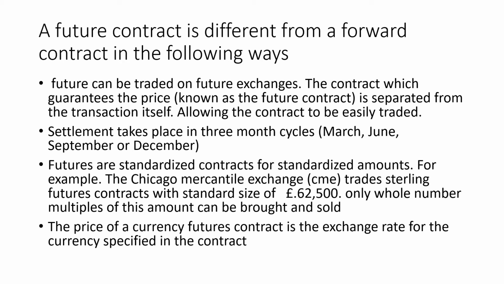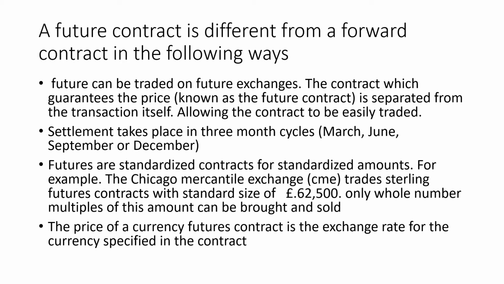Settlement takes place in 3 month cycles. In a forward contract there is no standardized time period, but when we talk about futures, there is a standardized settlement time period, that is 3 month cycles, that this could be settled in March, June, September, or December. So we can say that it is a quarterly contract, and every 3 months you have to make settlements.